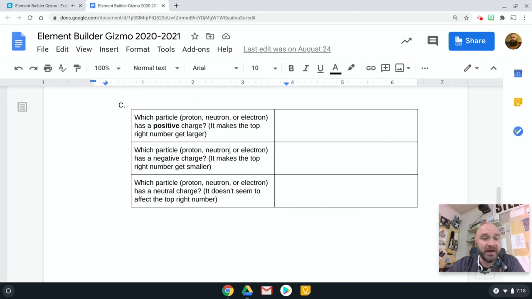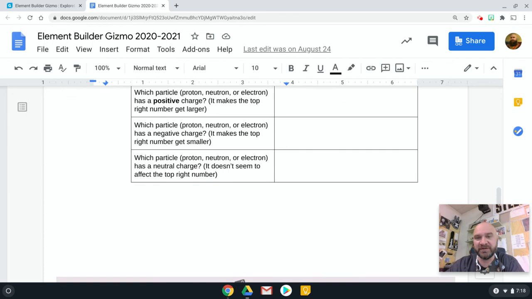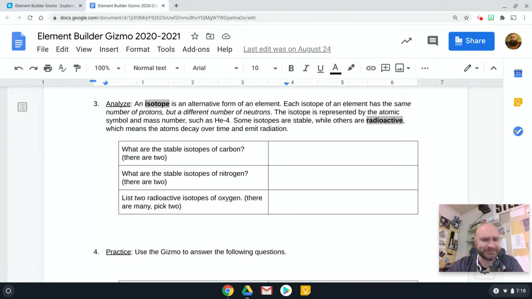All right. Which particle, proton, neutron, or electron, has a negative charge? And we kind of worked our way through that. And which particle doesn't seem to affect the top right number? So you can play around with protons, neutrons, and electrons and see which ones affect the top right number or not.